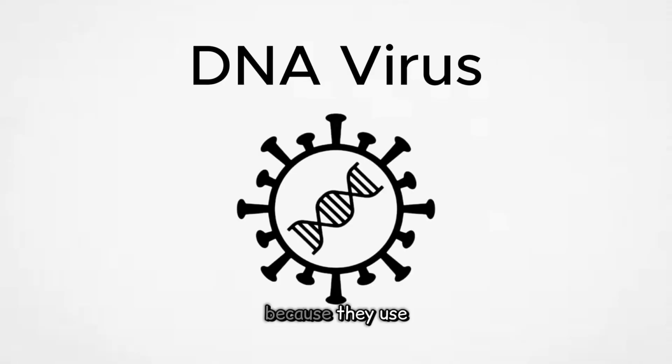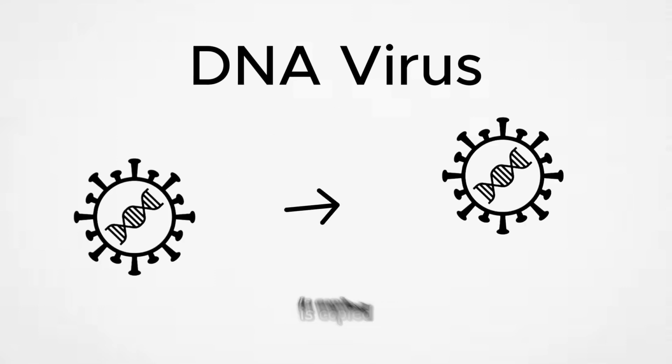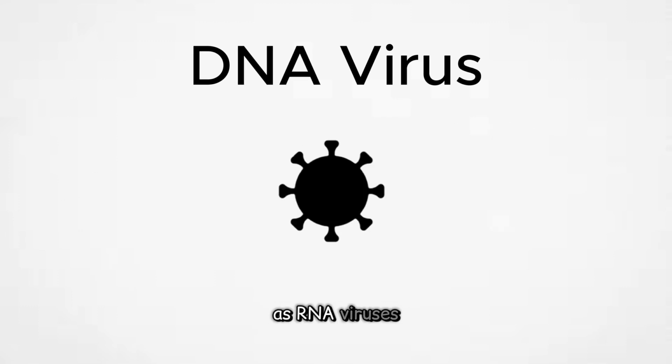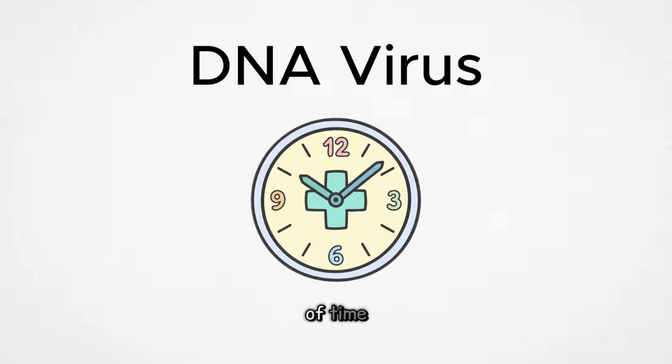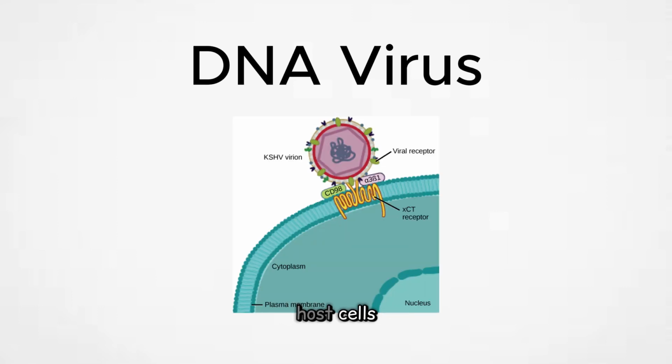DNA virus. DNA viruses are different because they use DNA as their genetic material, which is much more stable and accurate when it is copied. This stability means they do not change as quickly as RNA viruses, and their structure often remains more consistent over long periods of time. When a DNA virus enters the body, it attaches to host cells and begins its replication process in a more controlled and slower way.